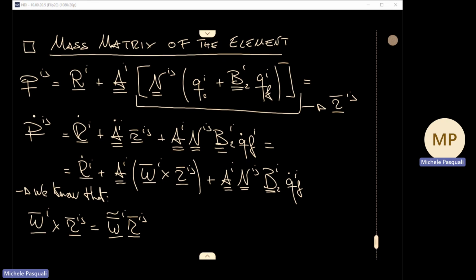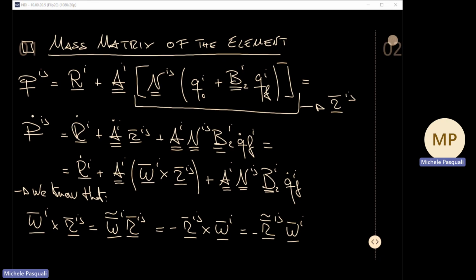Like this. Or otherwise, you know that we can invert the order of the vector product if we pre-multiply everything by minus one. So we can write that this is equal to minus r over bar ij vector omega bar i, and this in turn can be written as minus r over bar tilde ij applied over the vector omega bar i.